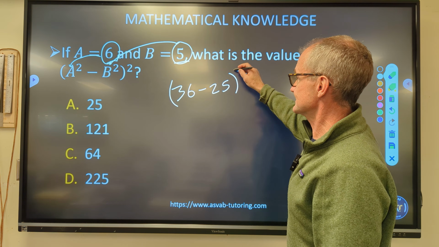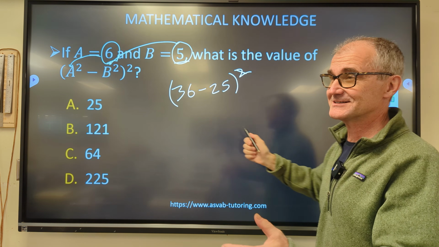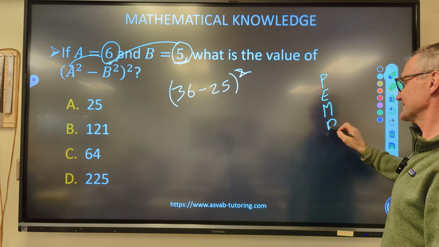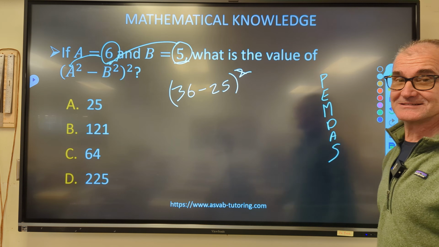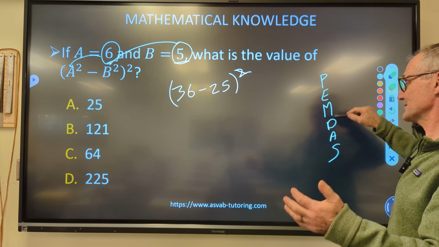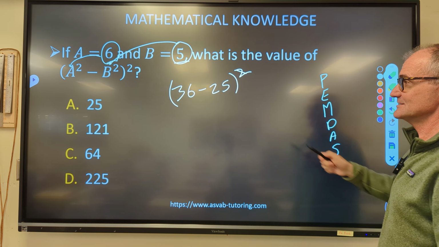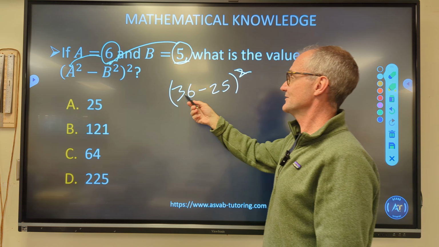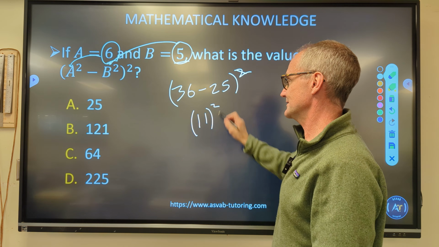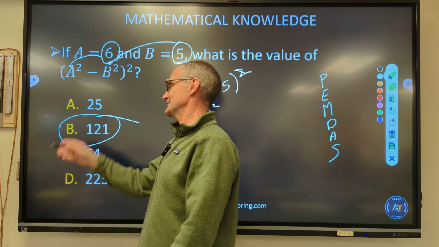Order of operations is parentheses before exponents. Mnemonic device to remember is PEMDAS. I know I got a couple of these here. Might not have seen them since high school. Do your parentheses first, then your exponents, then your multiplication or division from left to right, then your addition or subtraction from left to right. So I have to do my parentheses first. 36 minus 25 is 11. That whole quantity squared. 11 squared is 121. Correct answer, answer B right there.